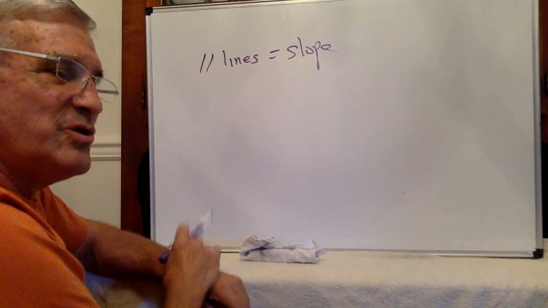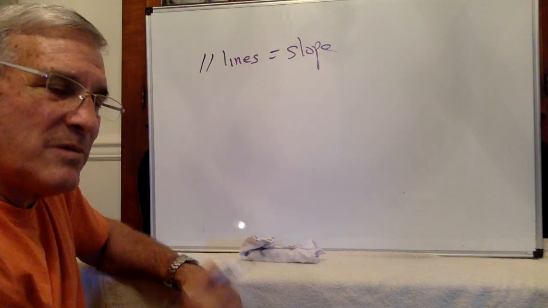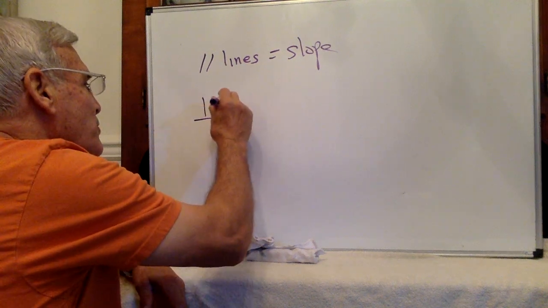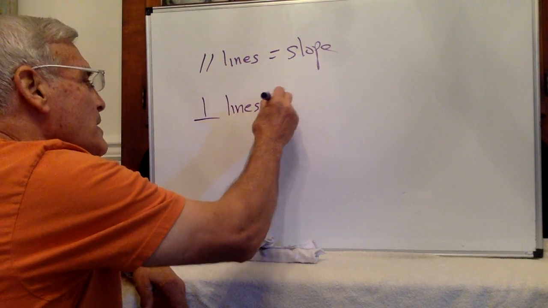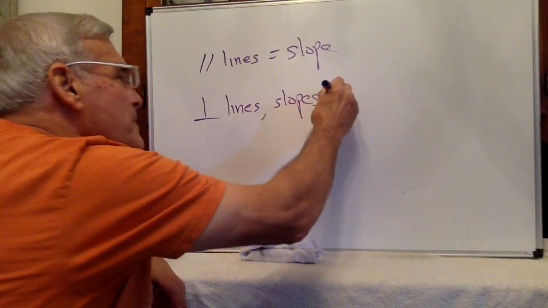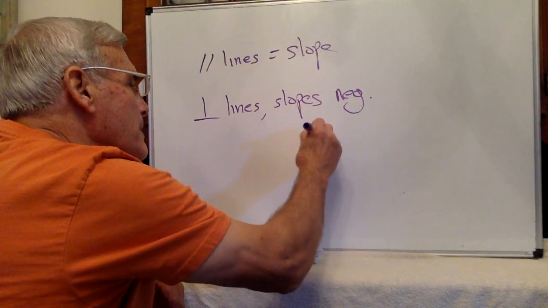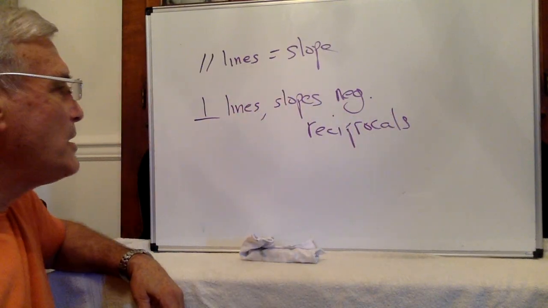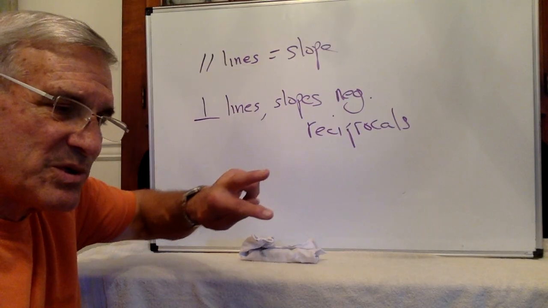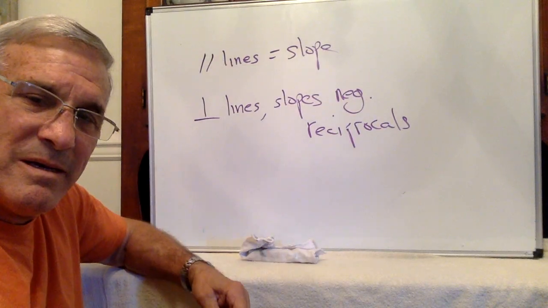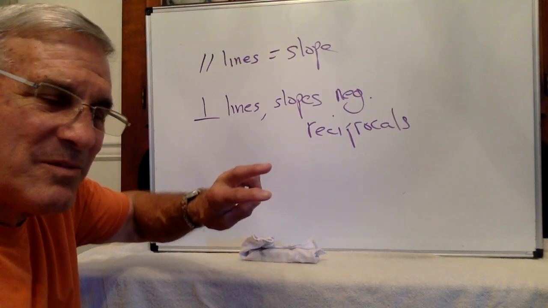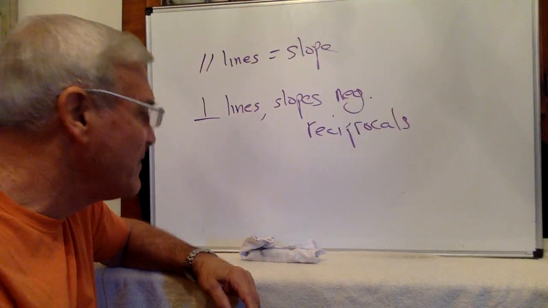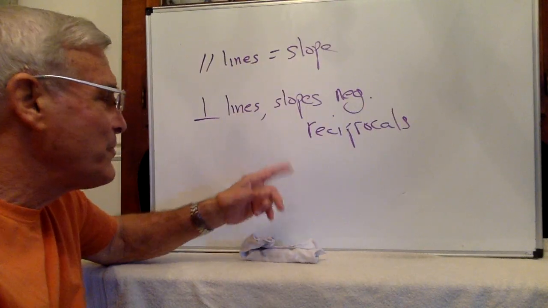And this flips around too. If two lines have the same slope, then the two lines must be parallel. And perpendicular lines, unlike parallel lines, have slopes that are negative reciprocals. Turn the slope over and negate it. So if it's positive, the negative reciprocal means you turn it over, and then a negative of a negative becomes positive. Again, with one exception.